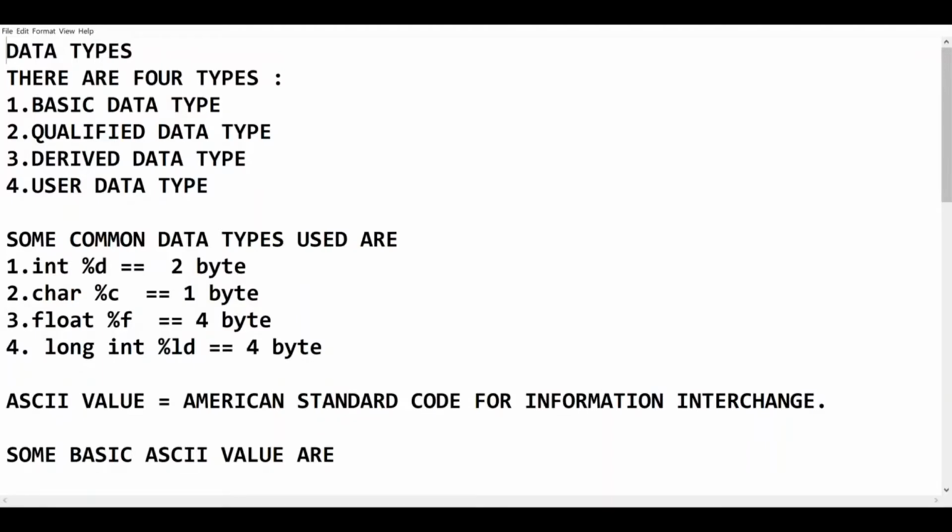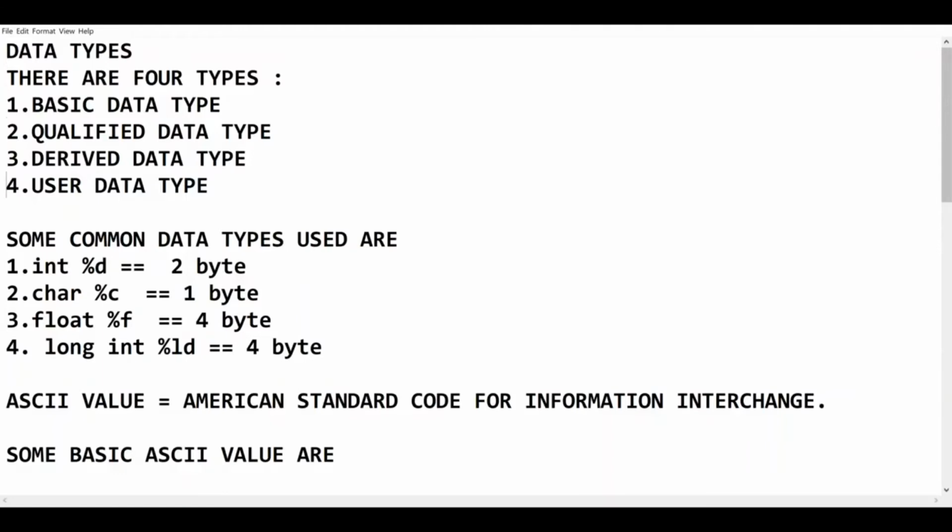Float is denoted by %f and it requires 4 bytes. Then long int is %ld, which requires 4 bytes. We will further see how to utilize these data types, which I am going to introduce in further lectures.